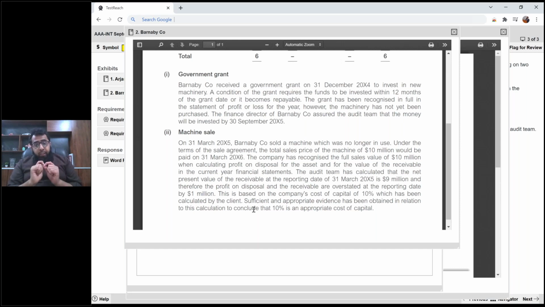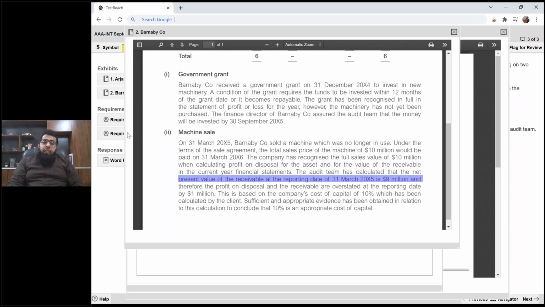Now, you have recorded that you are selling the machine at $10 million. Effectively, it is not being sold at $10 million. It is being sold at $9 million today, because the receivable is of 1 year. If the debt period is of 1 year or more, we have to take the impact of discounting. The audit team has calculated the net present value of the receivable as $9 million. Now there should be a receivable debit of $9 million. You will credit the carrying value of the machine and then you will record the remaining gain on disposal.